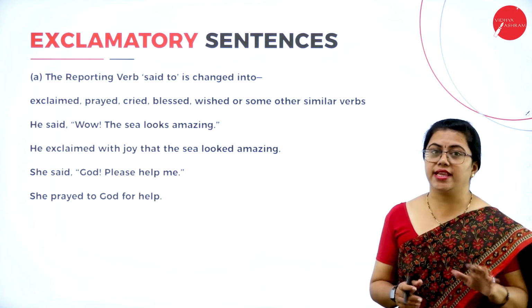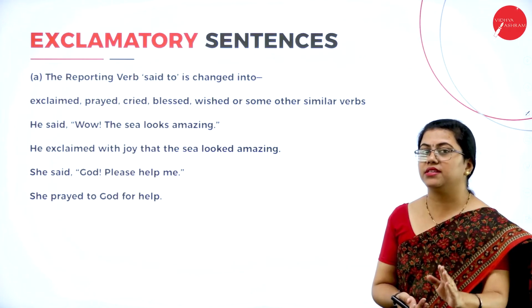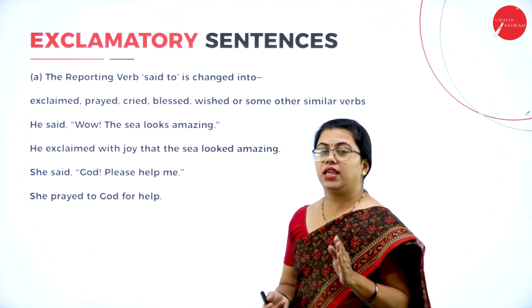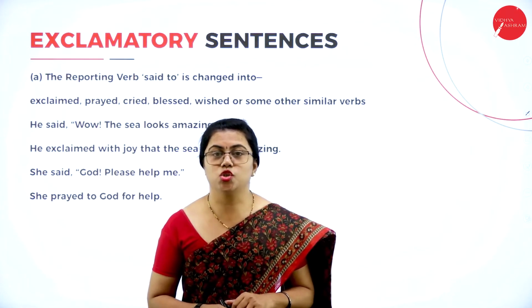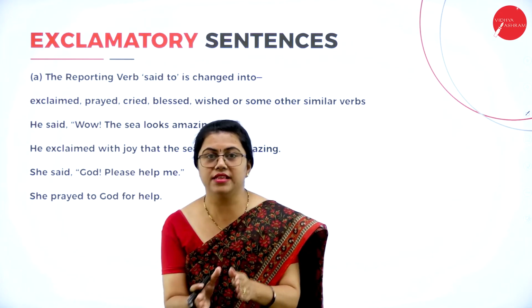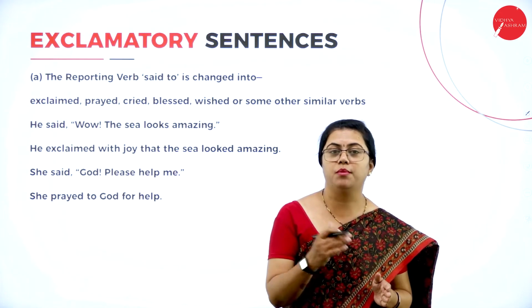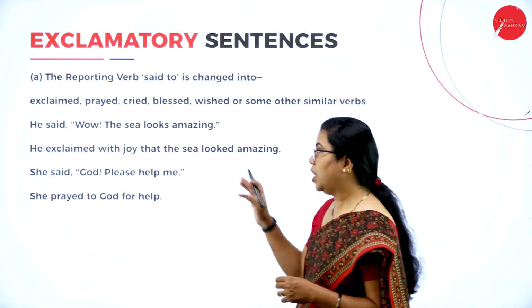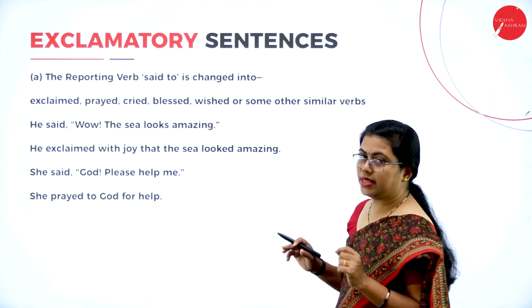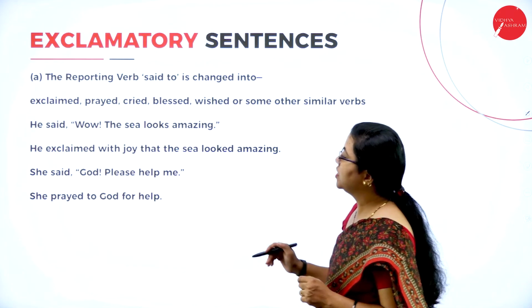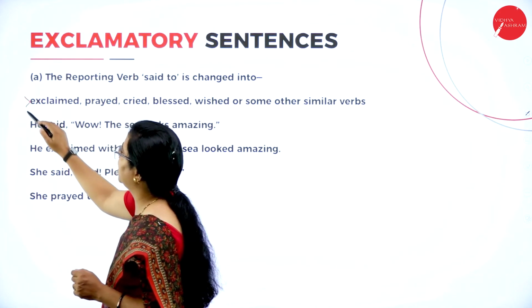So how do you change exclamatory sentences? Exclamatory sentences, as you know, they give out our sudden feelings. So we need to express those feelings in words whenever we are changing from direct to indirect speech. So how do we do that? The reporting verb said to is changed into, so these are the words which we are going to use.